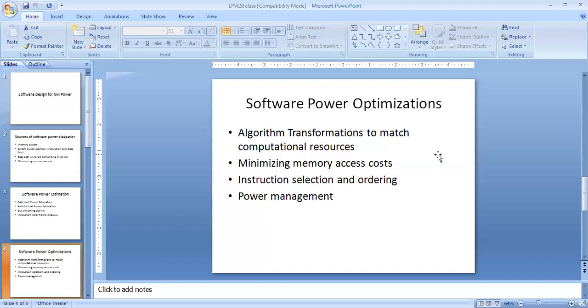The next one is minimizing memory access cost. This we have already seen. You have to access the memory as little as possible. If you access memory more often, then power consumption also will be more. So you have to concentrate on minimizing the memory access cost.